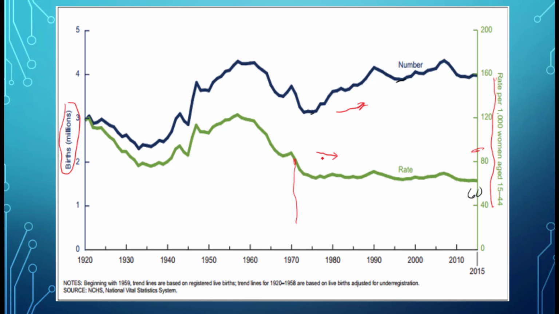So how is that possible? How is it possible for the number of births to be increasing while the rate is decreasing? And the reason is the population is growing. The number of women aged 15 to 44 is increasing. So if you want to project out the number of births, you really want to know what the birth rate is. It's an important statistic.